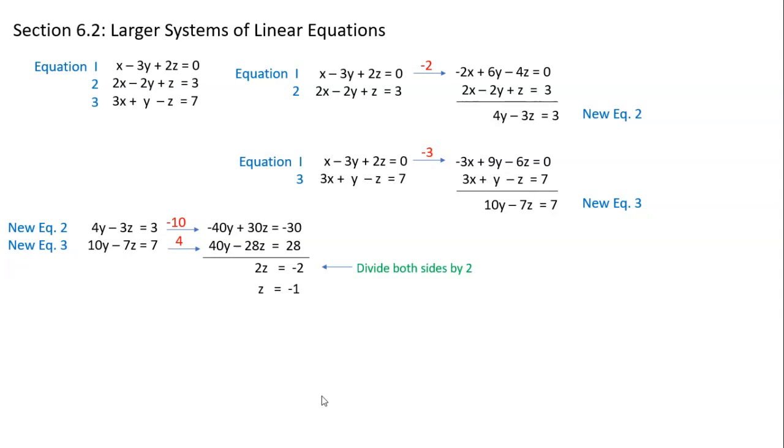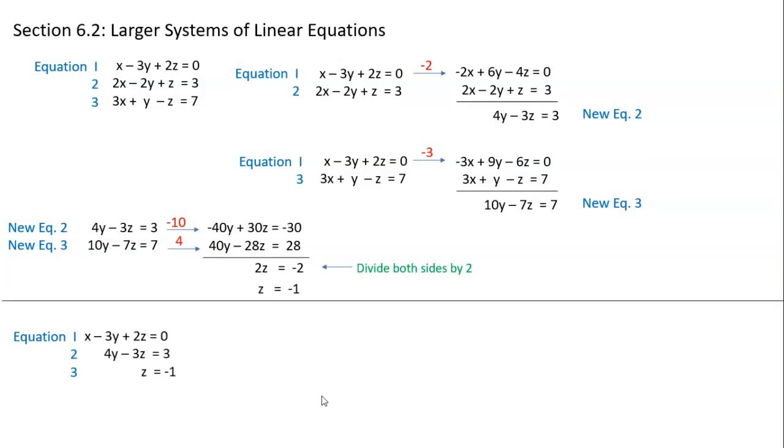I have already one solution. So I'm going to replace this value that I know into one of my 2 new equations, either equation 2 or equation 3. It doesn't matter which one, but I'm going to replace it to get my other variable. Here I'm going to use my new equation 2, the 4y minus 3z equals 3. I'm going to work backwards. This is where the backward substitution is.